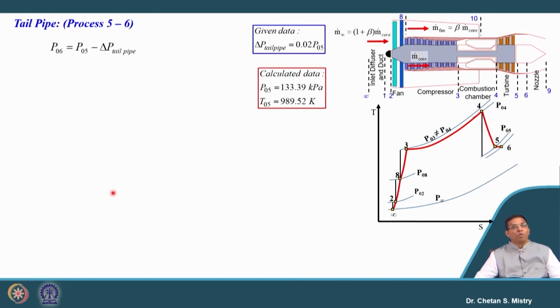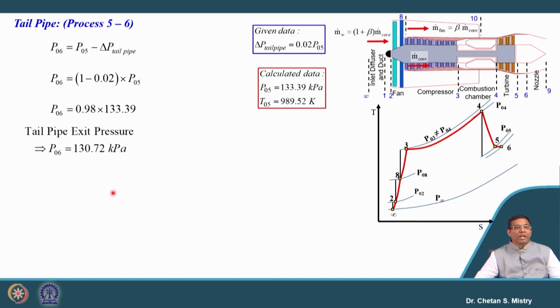Okay. Now, next we have my tailpipe, where we have a drop of pressure, and this drop of pressure is 2%. So, if we calculate our exit pressure from the tailpipe, it is 130.72 kilopascal. So, read carefully all the information given to you. Suppose I do not take this 2%, then my pressure at the entry of the nozzle will be different, and that will be reflected in the calculation. So, be careful about this calculation also.